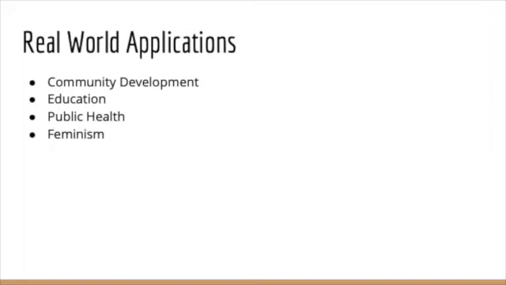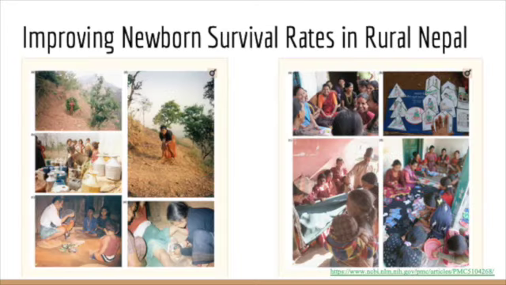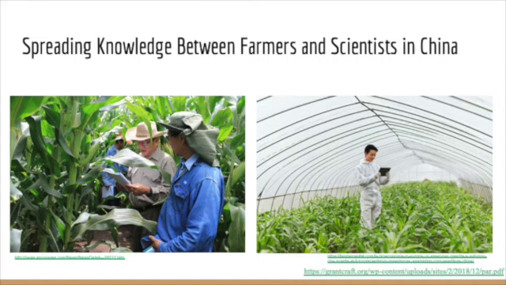Participatory action research has largely been used in social reform situations. In the first example, a community in rural Nepal used PAR to improve newborn survival rates. Groups met monthly to discuss issues affecting maternal and newborn health and completed a community action cycle of problem identification, planning, and participatory evaluation.